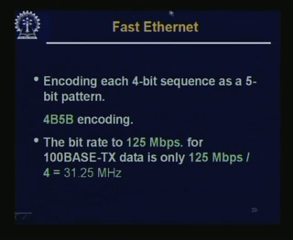One way is to encode each 4-bit sequence as a 5-bit pattern, 4B/5B encoding. In this 4B/5B encoding, instead of a 4-bit sequence, we introduce a 5-bit sequence, so that we get some transitions and we can hold on to our synchronization. So this pushes up the bit rate to 125 Mbps for 100BASE-TX. The data is only 125 Mbps by 4, which is 31.25 megahertz.